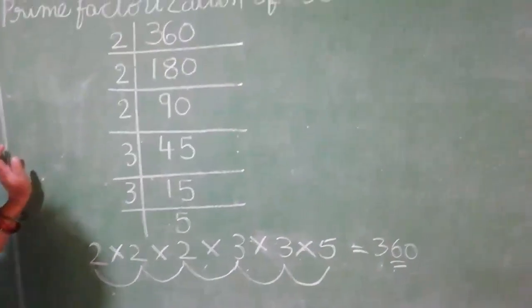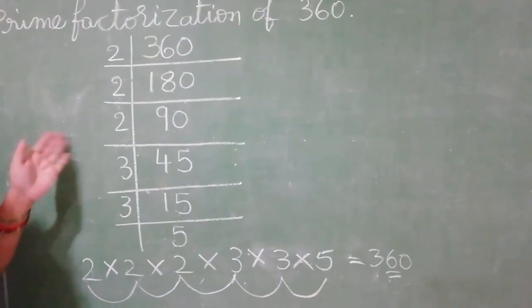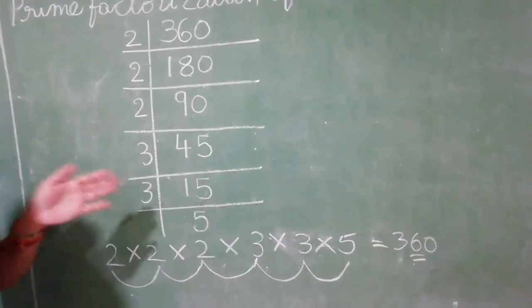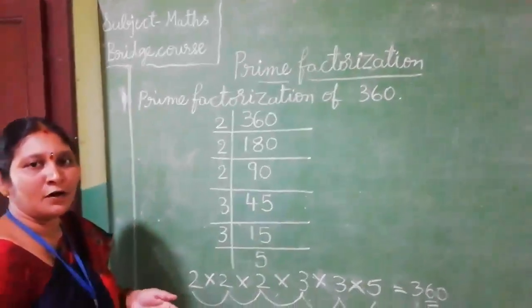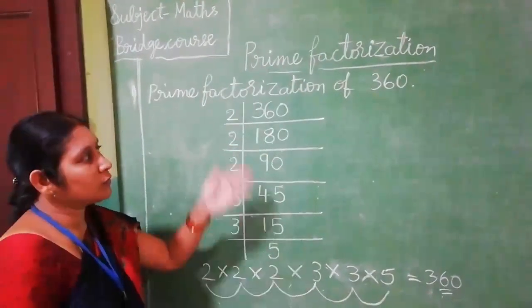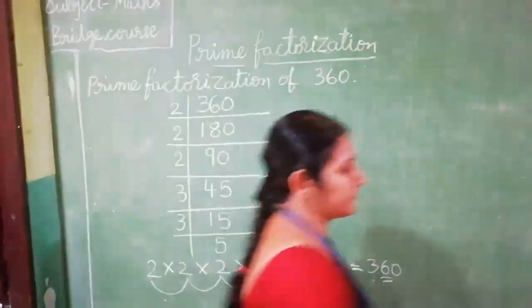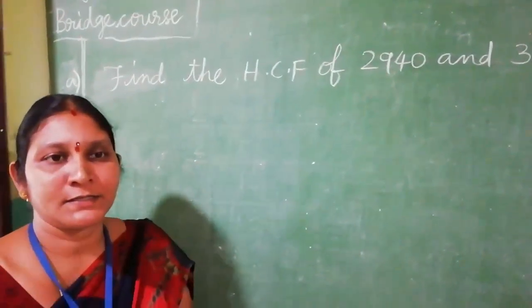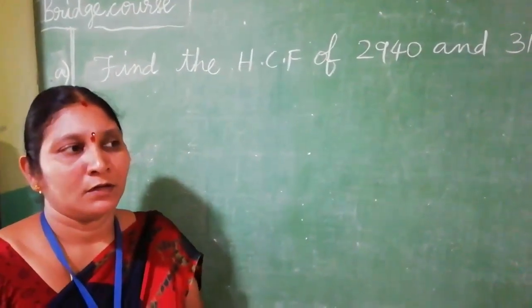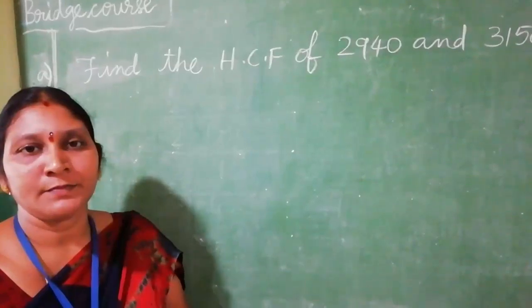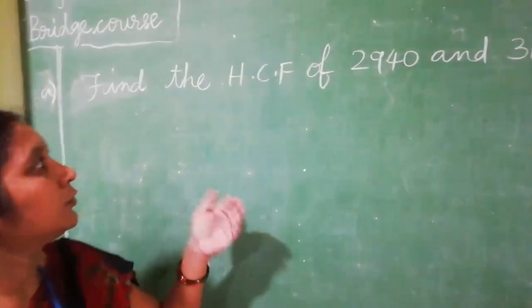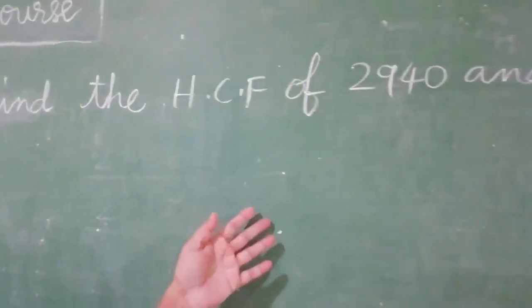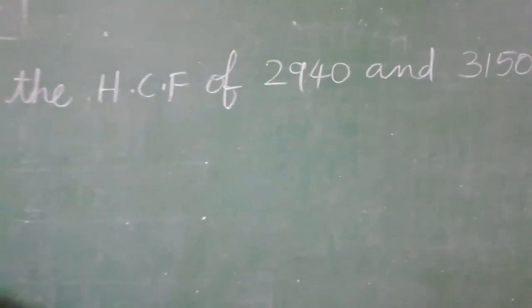360. Okay, this is the way to find the prime factorization of the given number. Next, I told you to find the HCF of a given number through this prime factorization method. Before, I told you to find the LCM and HCF in two ways: the common multiples method and the common factors method. Now, how to find the HCF through the prime factorization method for big numbers.